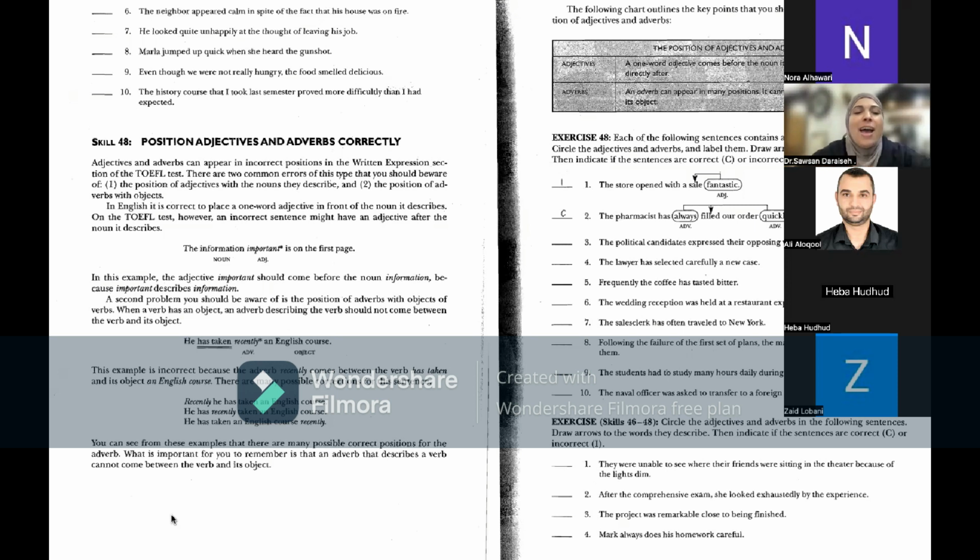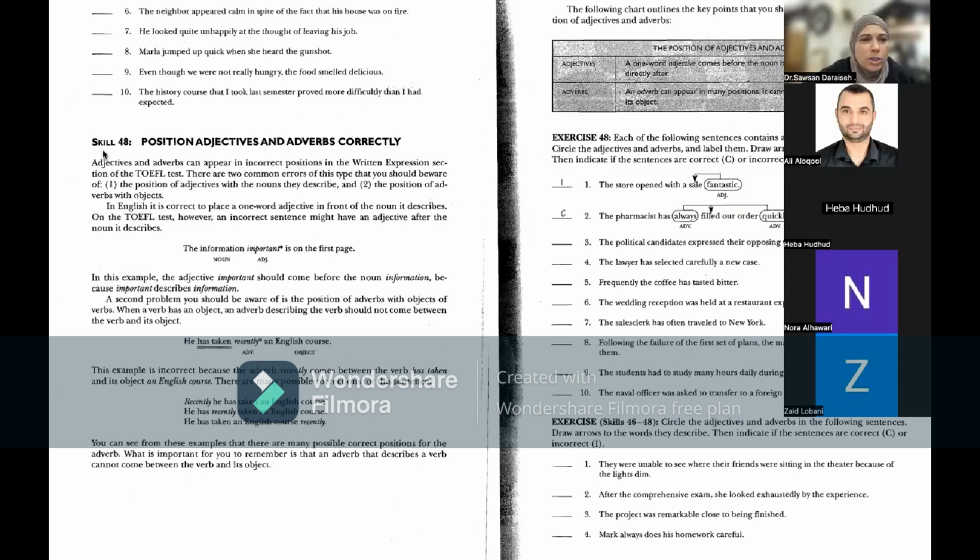So we want to go for skill 48, position adjectives and adverbs correctly. We talked about this, that where can we place these adjectives? Where can we place these adverbs? When do we put these adjectives and adverbs? Look at the sentence over here. Of course, guys, we learn through sentences, huh?